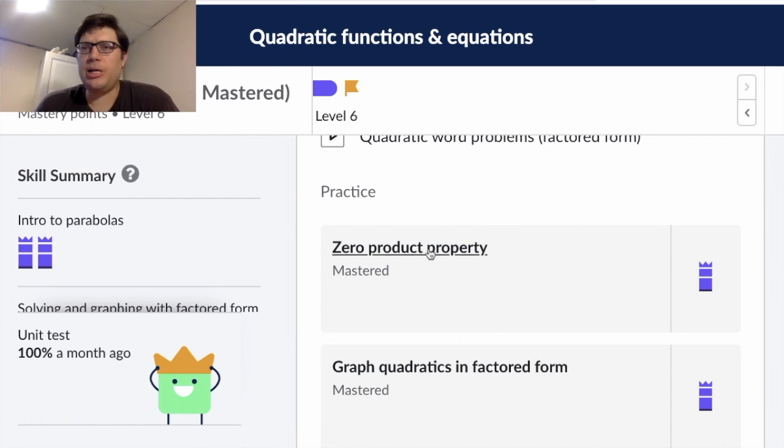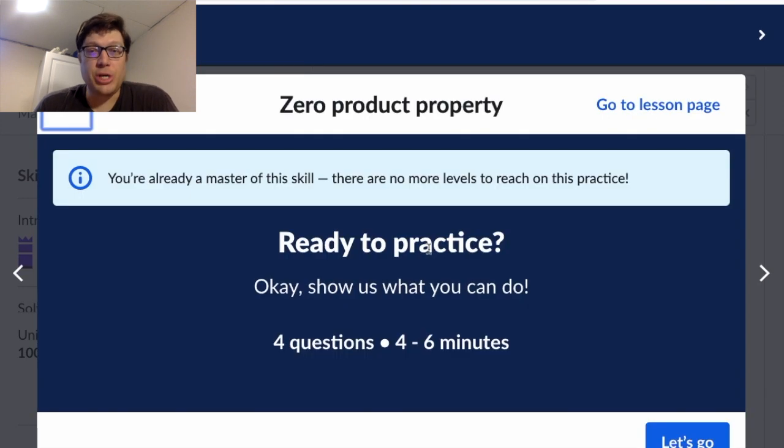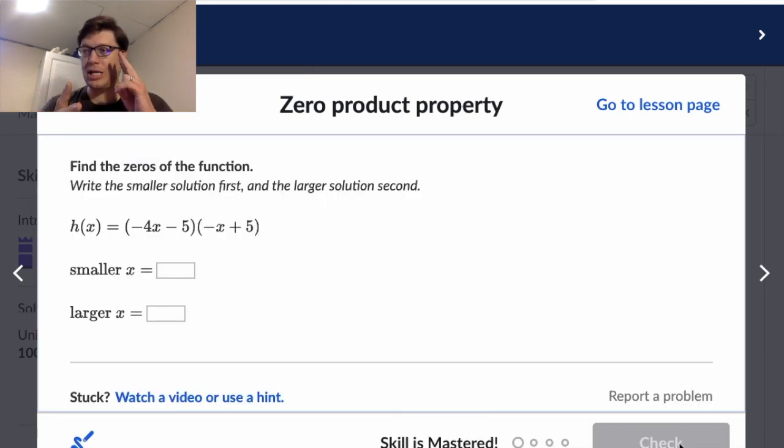Zero product property is a foundational skill that you need to make sure that you can understand. It goes along with the idea that when you have two things that multiply together and their answer is zero, one of them must be zero, because anything times zero is zero. So in this case, where we have two expressions inside parentheses, and we want to find the zeros of the function, we're really saying where this expression equals zero.